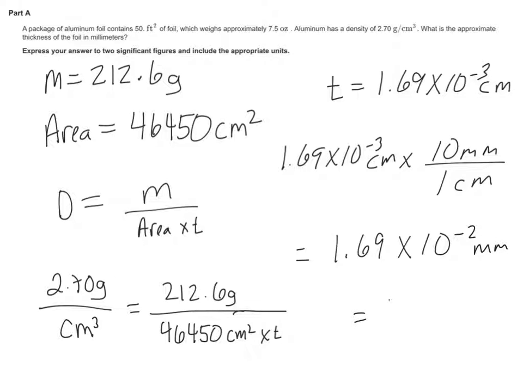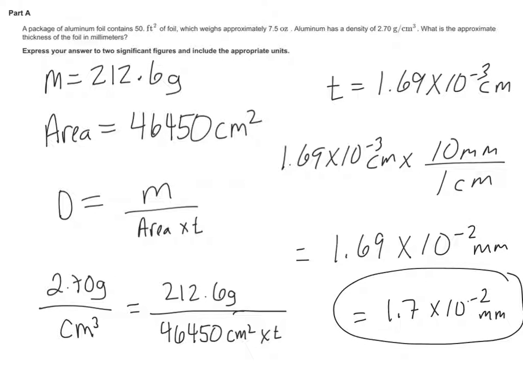And so at the end here, I'm rounding to the correct number of significant figures, 1.7 times 10 to the minus 2, because in the given information, 50 square feet has 2 significant figures, 7.5 ounces has 2 significant figures. The density, 2.70, had 3 significant figures. And so your answer, when you're multiplying and dividing, can't have more significant figures than the measurement with the fewest. And so 50 or 7.5 ounces each had 2, so that requires that our answer only have 2 significant figures.